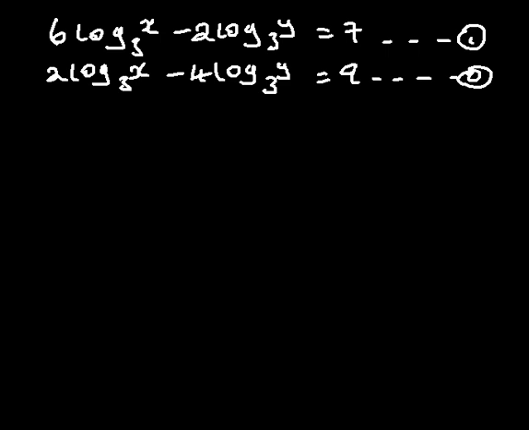And mind you, we actually have 3 methods of solving simultaneous equations. We have the substitution method, the elimination method, and also the graph method. But in all those cases, we need to express these equations in the simplest form first. So how should we do that?